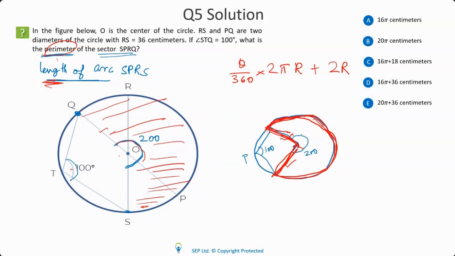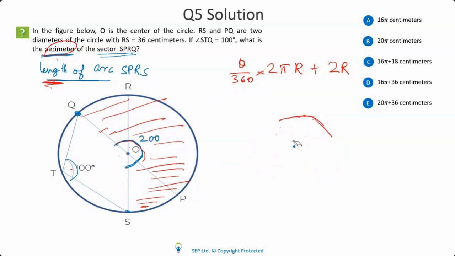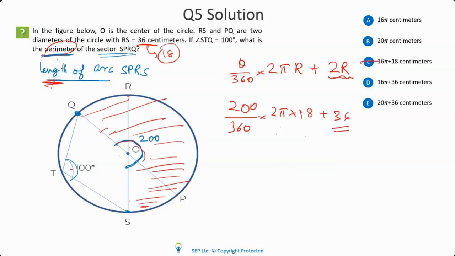Now theta is 200, so I'll put the value of 200 here, and I am removing this diagram for now because I need space to work on this. So I have 200 by 360 times 2 pi r. Now RS is 36. What is RS? RS is the diameter. So the radius in this case is going to be 18, half of it. I have to make sure that I don't make this mistake. Now 2R is basically the diameter only, so I can write 36. So the moment I write 36, I know my answer is not going to be this.